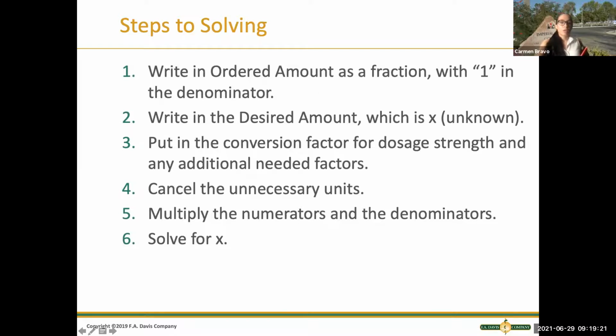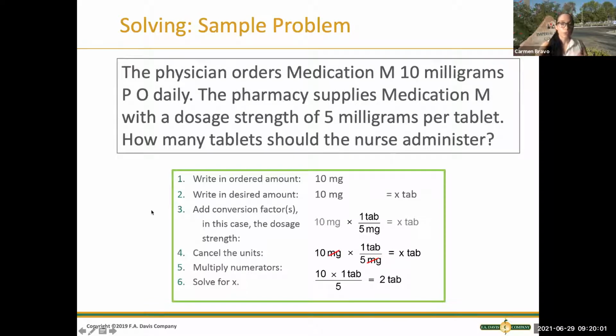So we talked about the dosage strength, and now we need the doctor's order. Normally the doctor's order will be the other component of the setup. For the order amount, you can put an imaginary 1 as a denominator. The denominator is the number that will be on the bottom. I'll show you on the next slide. So you're going to write down the desired amount, also known as the unknown, and then we're going to put it in a conversion. Let me show you here so that it can make more sense.